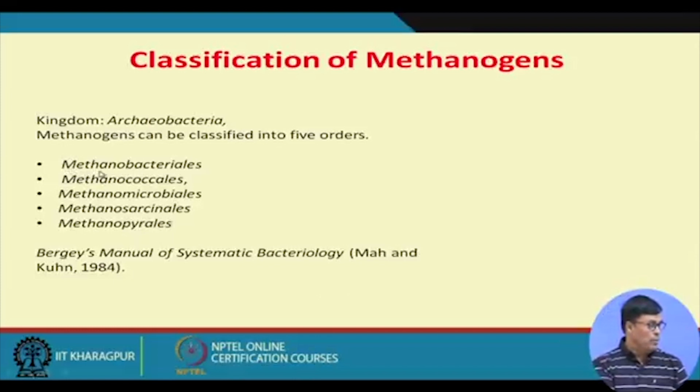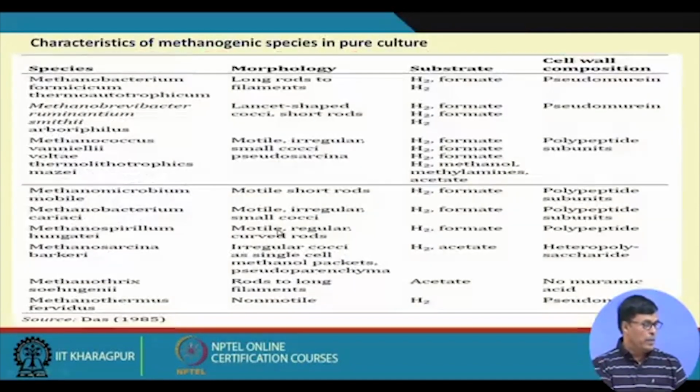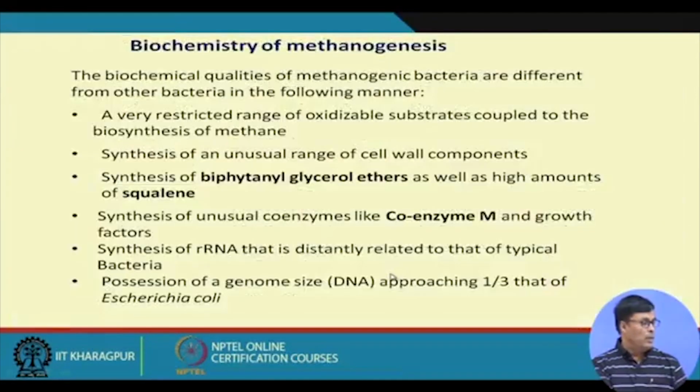One is Methanobacteriales, then Methanococcales, then Methanomicrobiales, Methanosarcinales and Methanopyrales. So, the different types of methanogens are all obligate anaerobes, and this is how they take part in the reaction. This is shown here, how they use the different substrates for the production of methane and carbon dioxide. Then this is the biochemistry behind that.